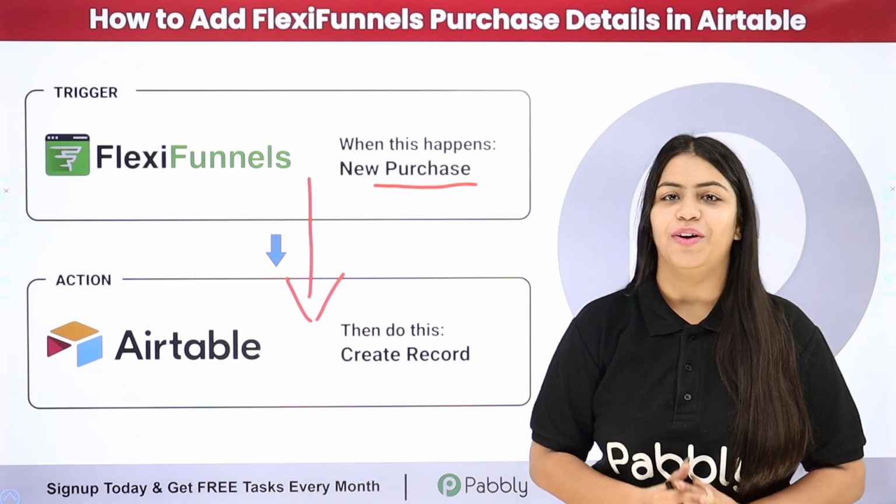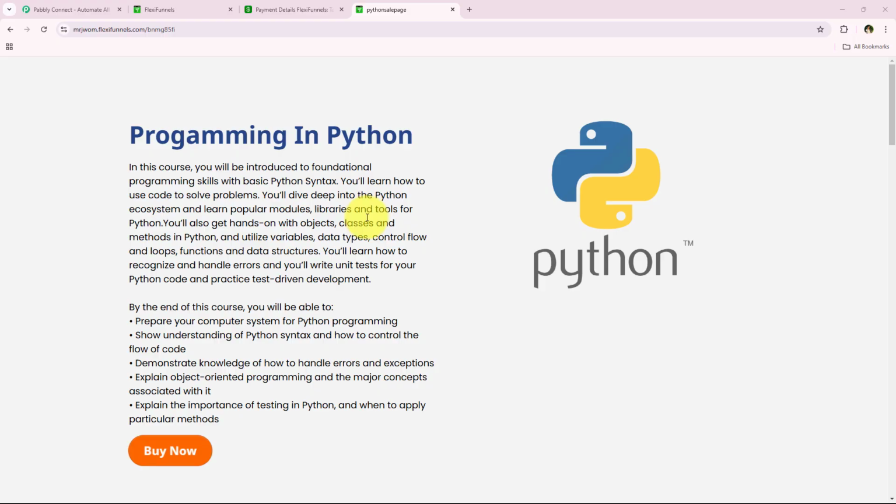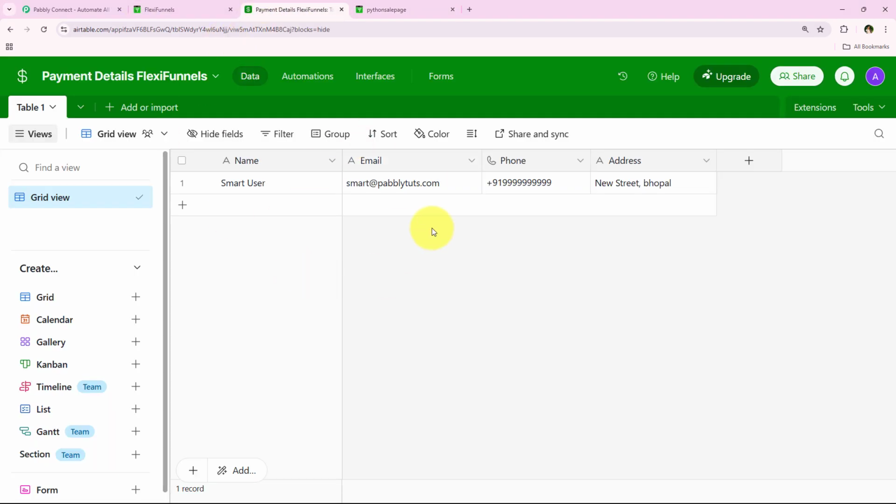So do you also wish to learn this process step by step? Then let me take you to my computer screen. Welcome to my screen. So as you know, in this tutorial I'll show you how to automatically add FlexiFunnel purchase details into Airtable. If you're managing product sales or tracking customer data, this integration ensures that your records are always organized and up to date without manual effort. So let's get started with a really simple example.